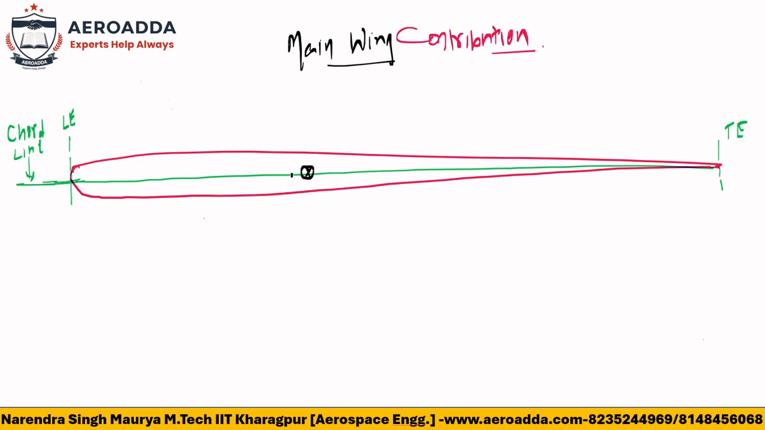Because this is the main wing, if you talk about the whole CG of the aircraft, I'm considering that the whole CG of the aircraft is somewhere here. This is the main wing I have taken here. So this is the whole CG of the aircraft.